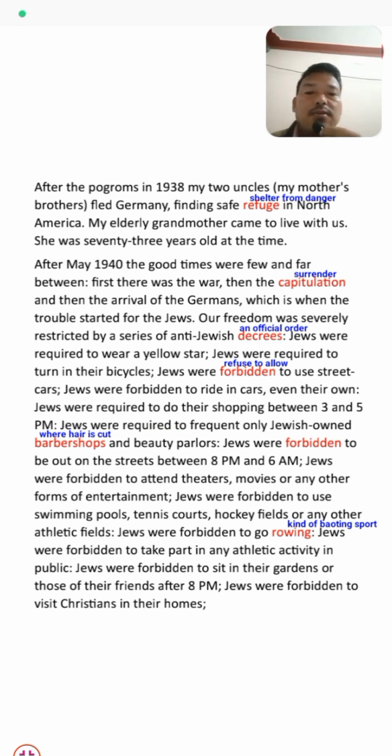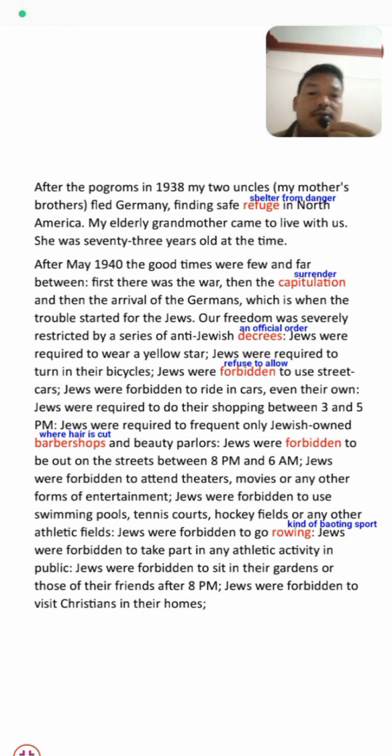Jews were required to frequent only Jewish-owned barber shops and beauty parlors. Again, if they wanted their hair cut or wanted to go to a beauty parlor, they were required to go only to Jewish-owned barber shops. They couldn't go anywhere other than a Jewish barber shop.